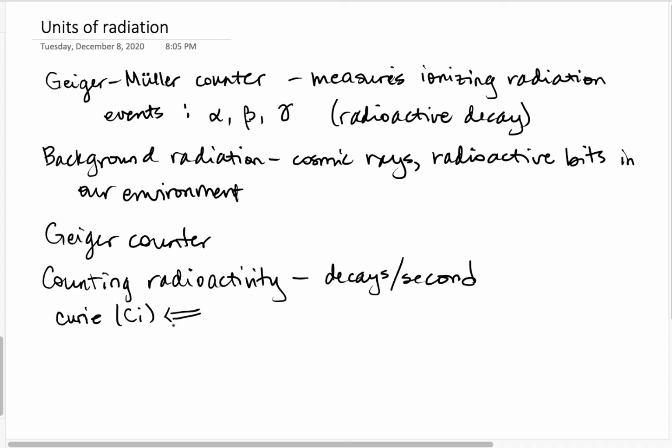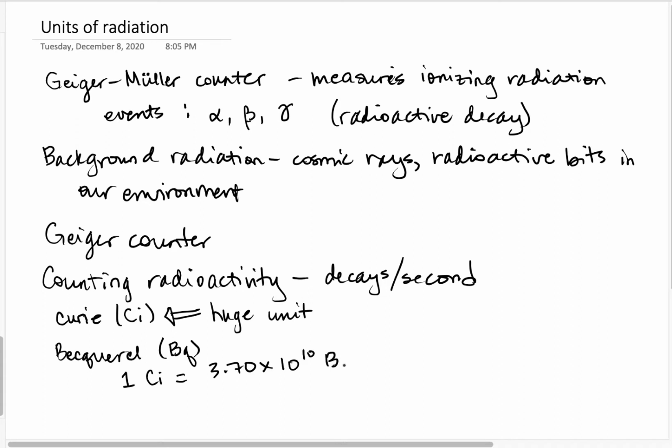Now, this is actually a really huge unit. And so now we use the becquerel as well, also named after Henri Becquerel, who was also important in discovering radioactivity. They both got the Nobel Prize for it, if you remember. So 1 curie is equal to 3.70 times 10 to the 10 becquerels. And 1 becquerel is equal to 1 decay per second.